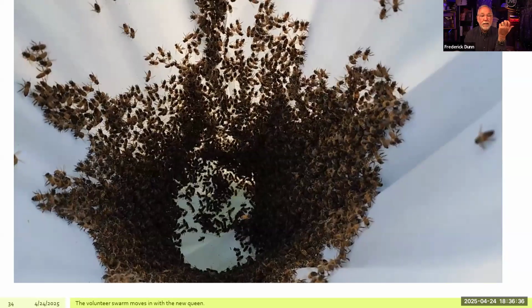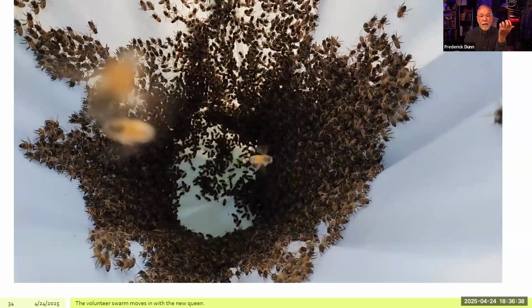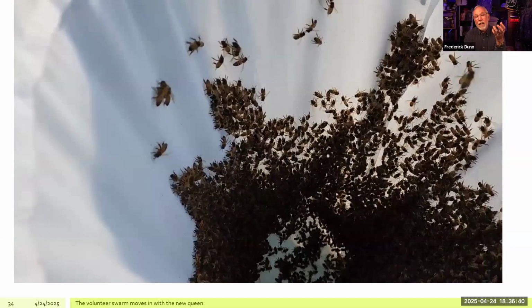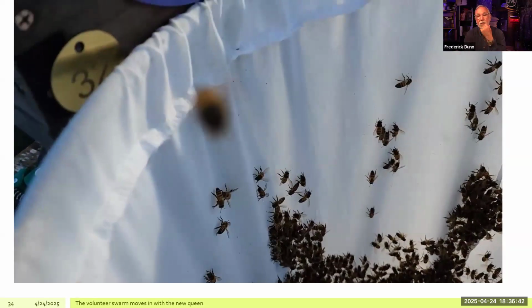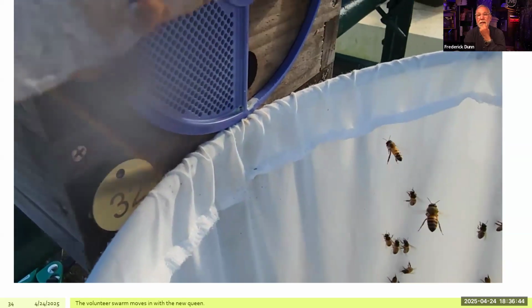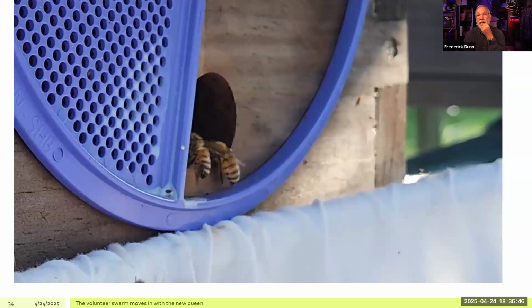I'll use a butterfly net, which is my favorite thing to do. And this is muslin cloth. The reason I do this when I'm collecting swarms is I want to see if there's a queen in there. I want to see who's moving into this hive.